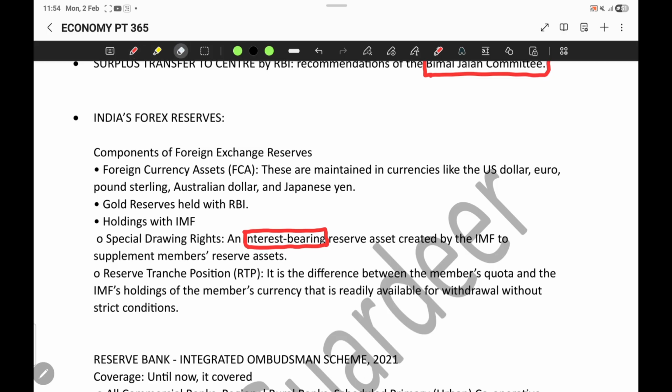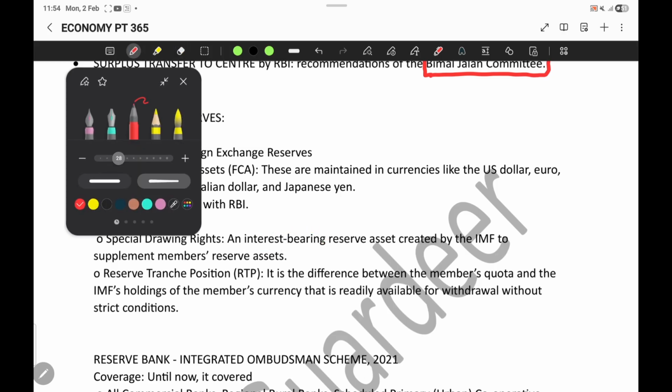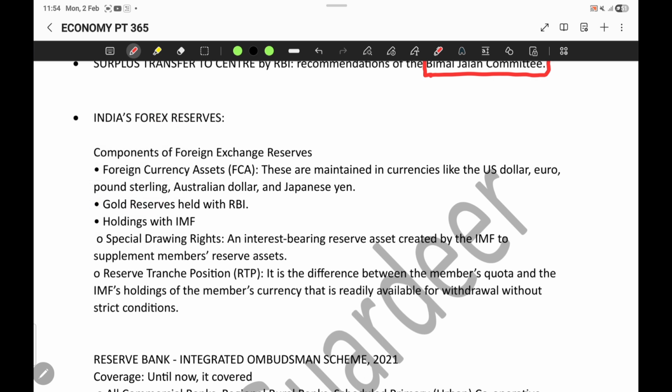So these can be withdrawn by the country whenever there is a need or an emergency. These special drawing rights under the IMF can be used. Interest bearing. Next we have the reserve tranche position. You can just focus: this is a previous year question directly asked on the reserve tranche position. So focusing on this becomes very important.